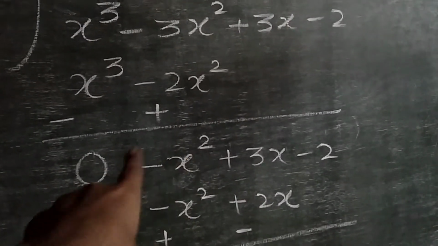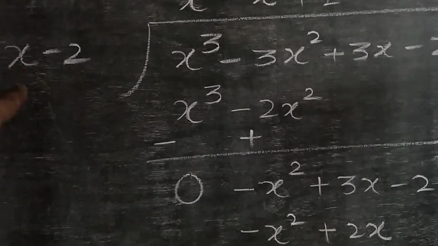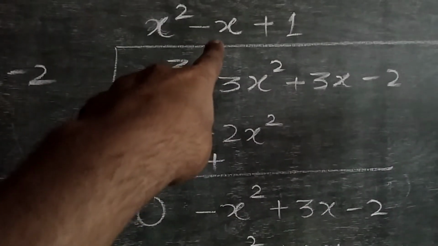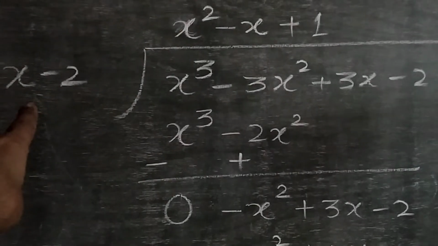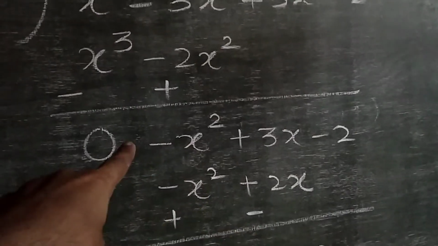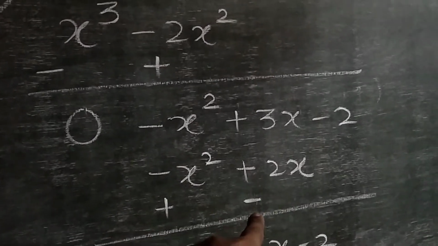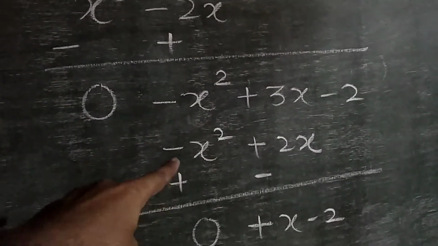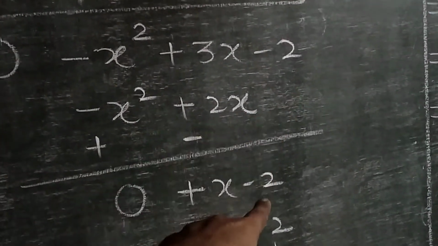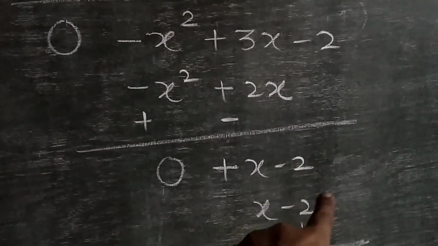Its highest order term is minus x square, and x is the highest order term of the divisor. So on dividing, minus x square divided by x, we will get minus x. Multiply this minus x with all the terms of the divisor, we will get minus x square plus 2x. On subtracting, the signs will change, so minus becomes plus, and plus becomes minus. So minus x square plus x square gives 0, and 3x minus 2x gives x, and minus 2 as it is. So this x minus 2 will be treated as the new dividend in this step.